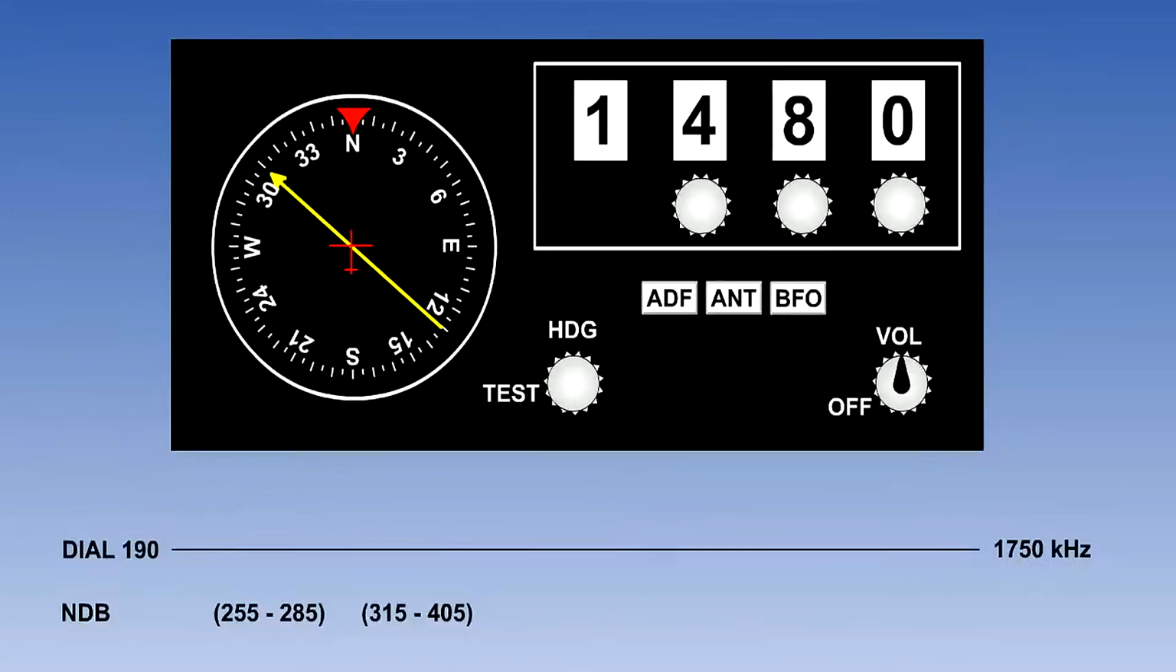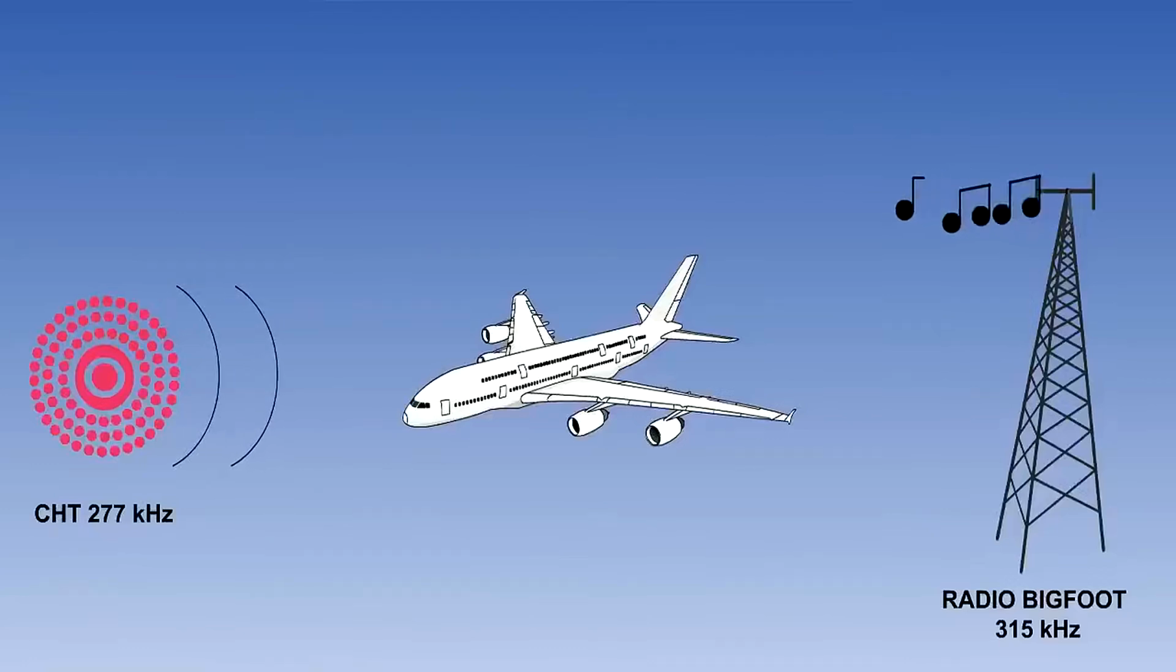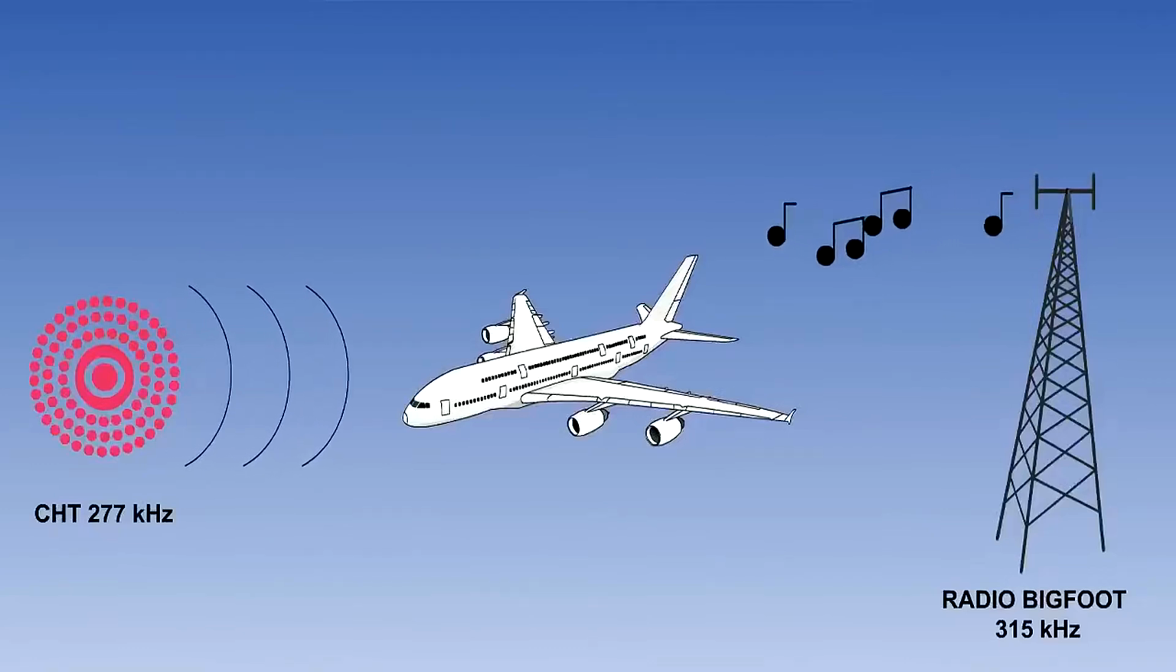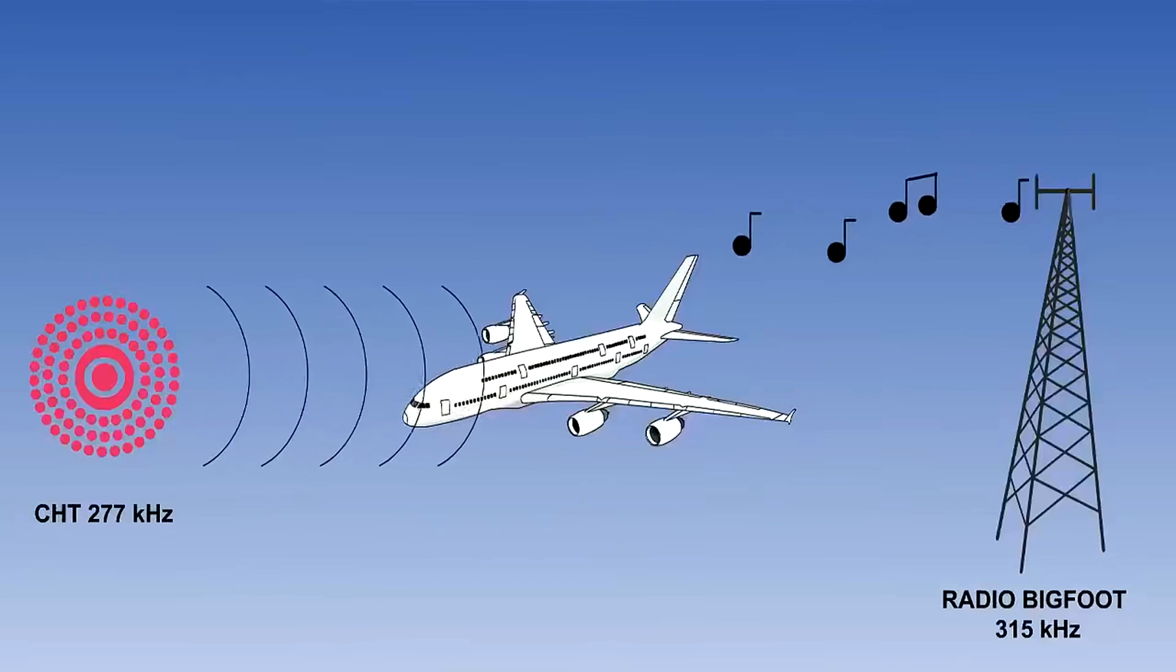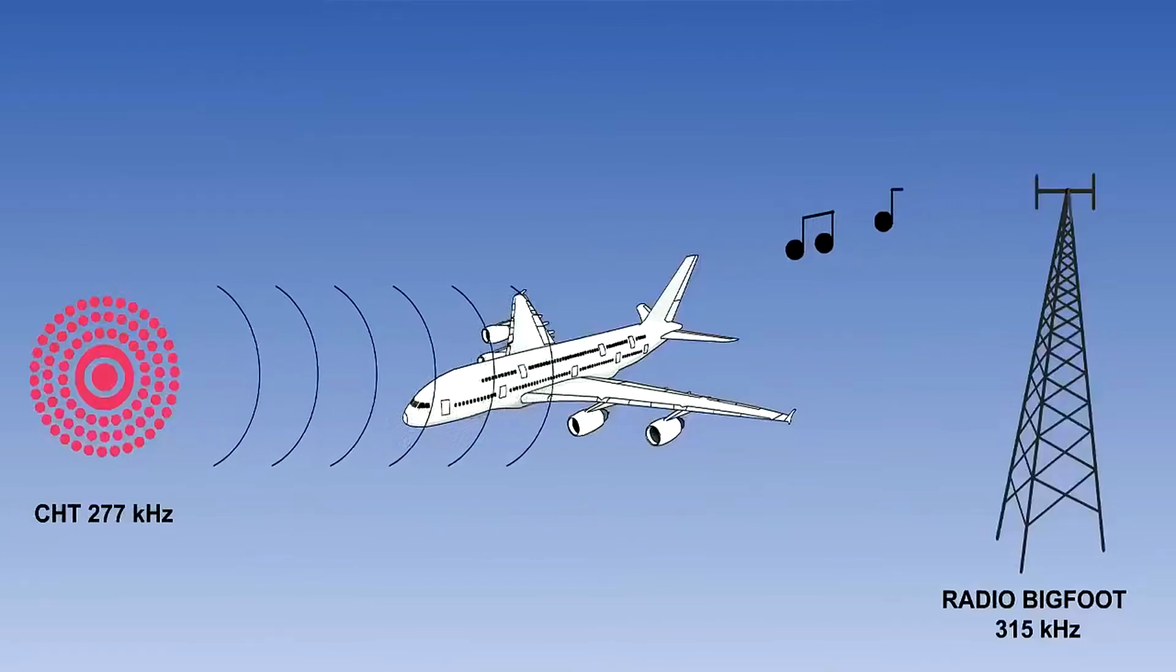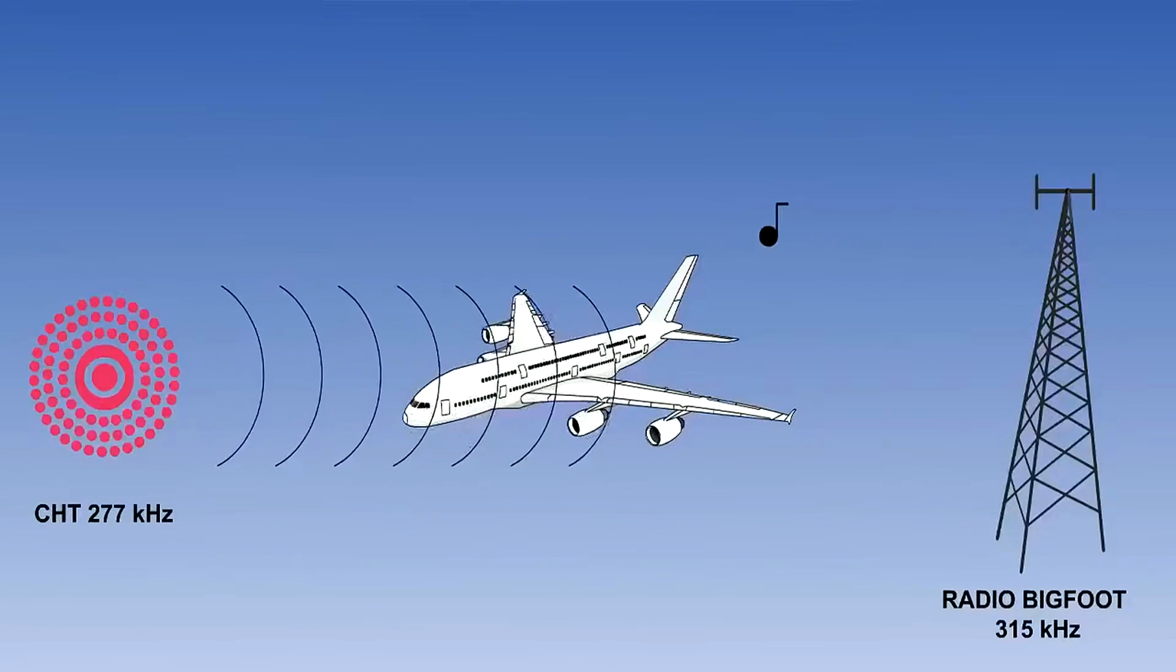Although most ADF receivers have a frequency selector range of 190 to 1750 kHz, the frequency bands which are internationally allocated to NDBs are much more restricted: from 255 to 285 kHz and from 315 to 405 kHz. Some commercial broadcasting stations transmit in this wave band, and you may pick up their signal. This has little navigation value, unless you know where the transmitter is located, but it can be entertaining.